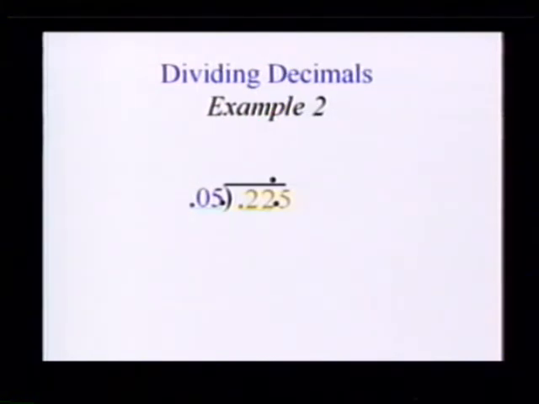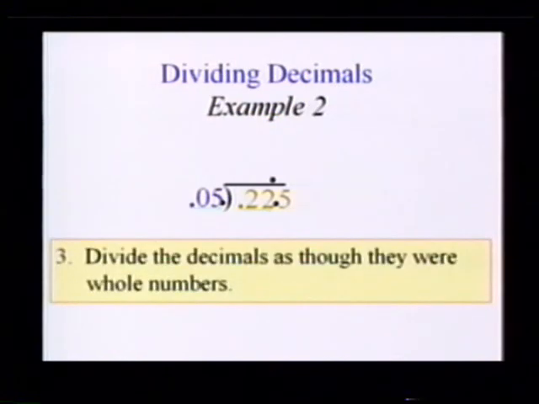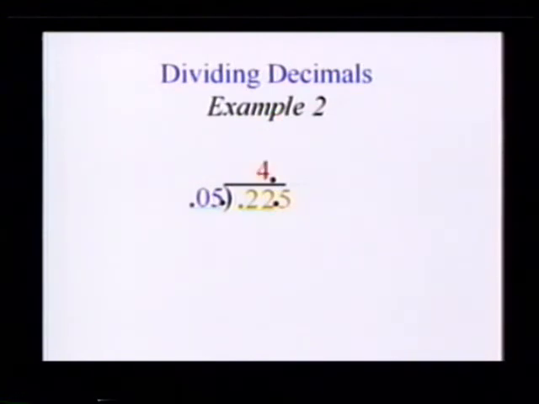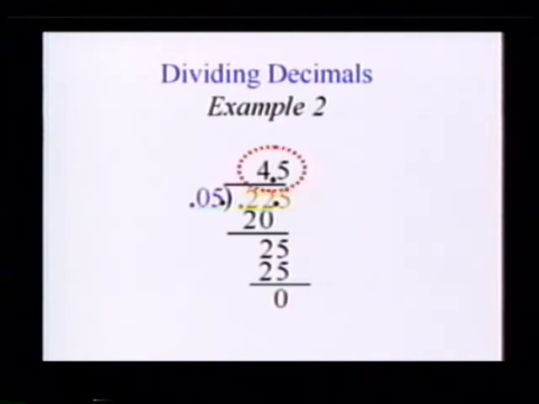Now that 05 is a 5. So we go 5 into 22, divide normally, 4 times, so we multiply, subtract, and bring down the next number. 5 into 25 goes 5 times. Multiply, subtract, bring down the next number. Oh, this isn't so bad, is it?